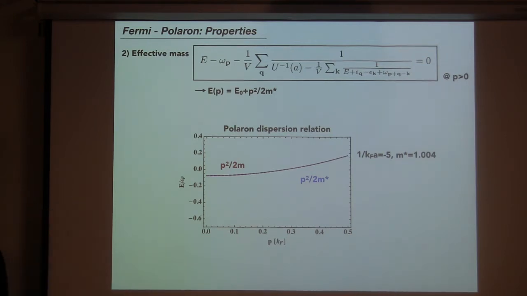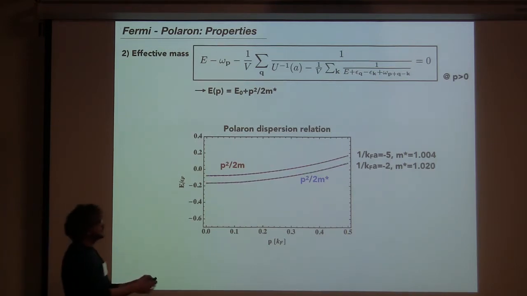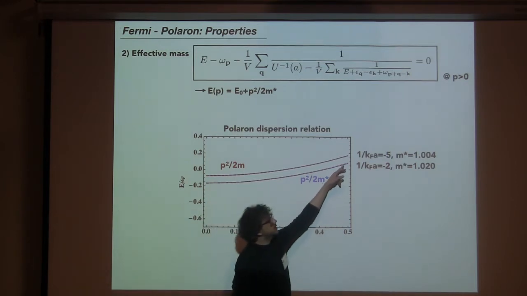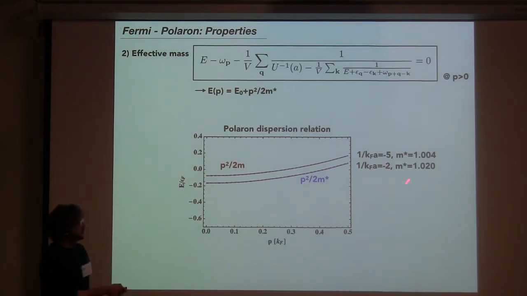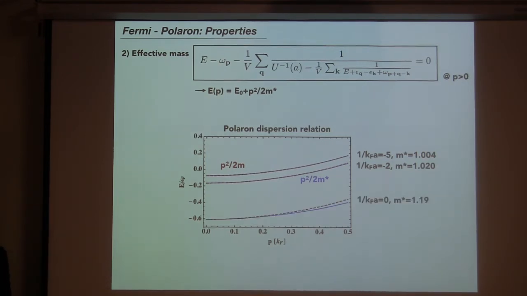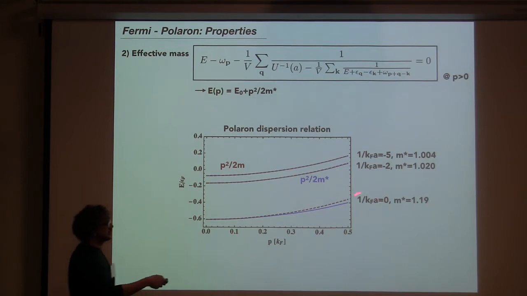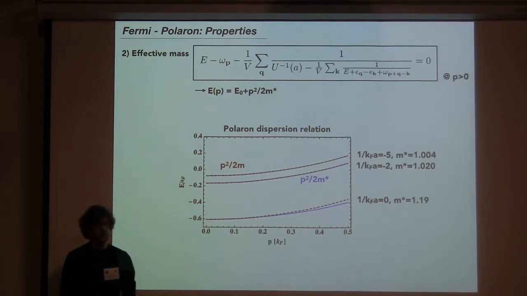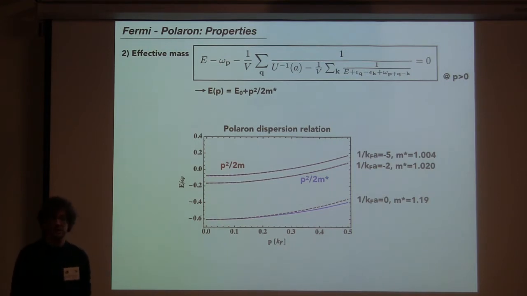Alright, then we can go to larger attraction. What one definitely sees is a shift from 0 downwards, that's the polaron energy shift, and we see a very slight shift of the dispersion relation, so we get a small increase in the effective mass, and we can keep on going towards, let's say, unitarity, infinite scattering length, and there we see actually a difference, that it's about 20% mass increase of this impurity in the Fermi gas.